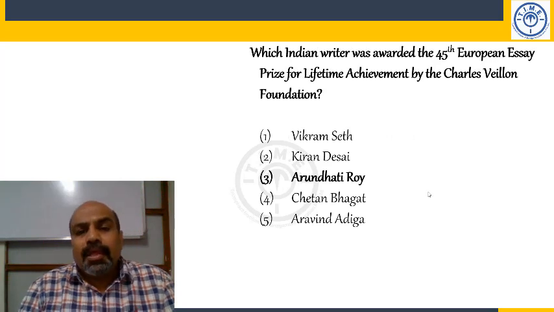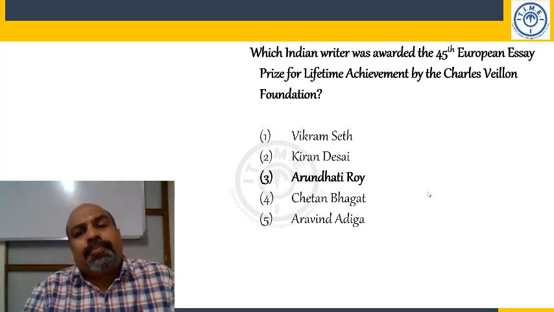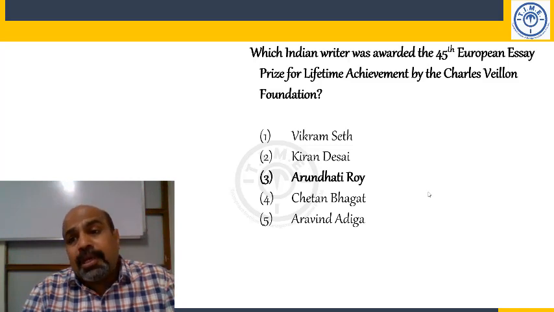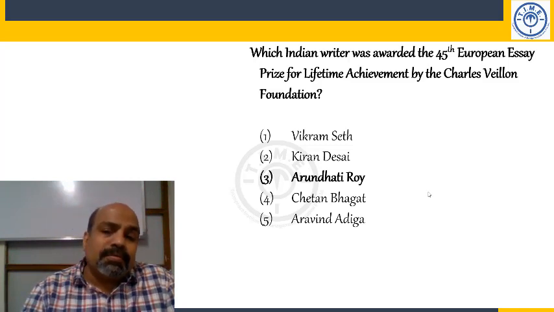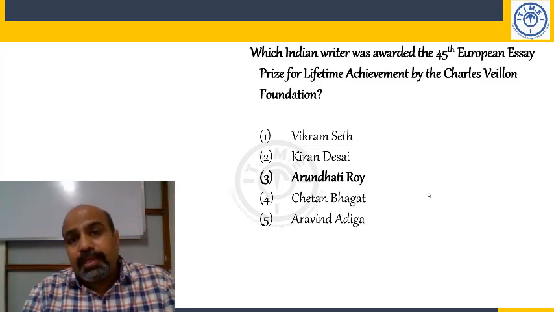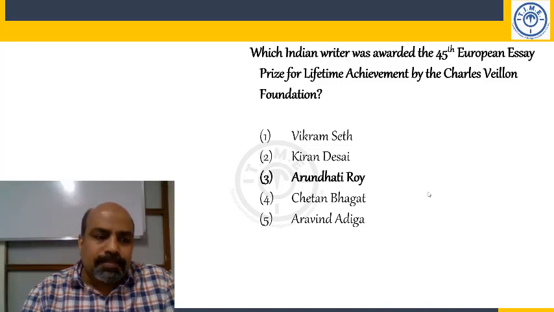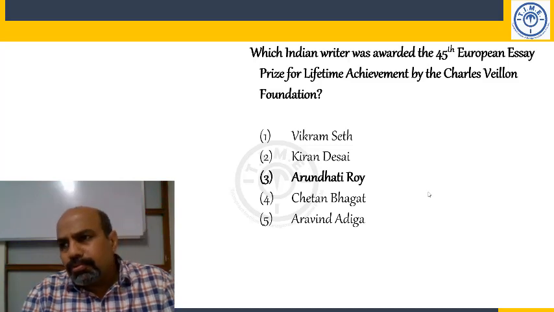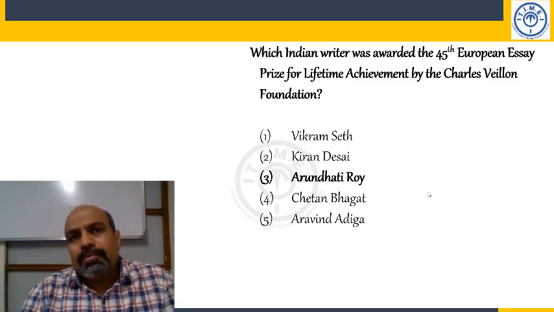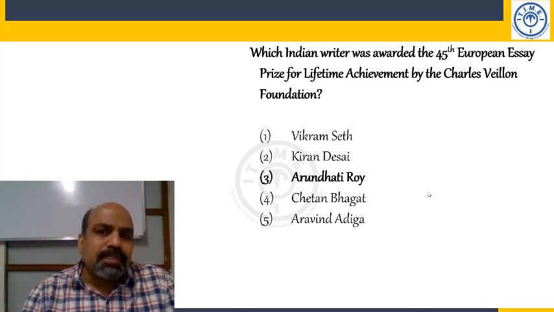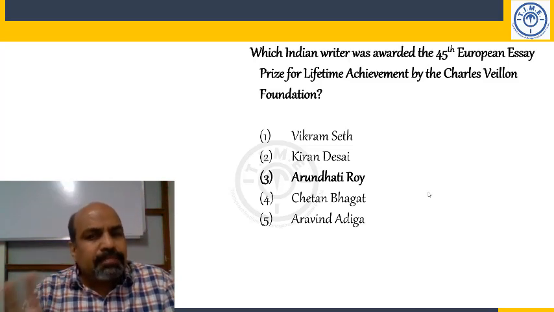Which Indian writer was awarded the 45th European Essay Prize for Lifetime Achievement by the Charles Veillon Foundation? Arundhati Roy. I'm not a political guy, but I can tell you what she writes about. Everything that is anti-BJP. See, it's very easy to locate this kind of bias in the writings of Arundhati Roy. She's also the niece of Pranav Roy, who owned NDTV at one point, and the NDTV channel was always anti-BJP and all that. So, you know, there is always a bias in media.